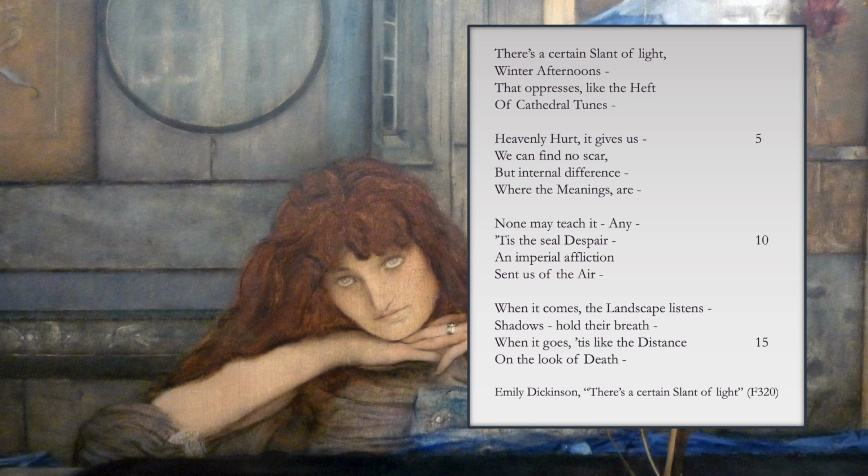There's a certain slant of light, winter afternoons, that oppresses like the heft of cathedral tunes. Heavenly hurt it gives us, we can find no scar, but internal difference where the meanings are. None may teach it any, 'tis the sealed despair, an imperial affliction sent us of the air. When it comes, the landscape listens, shadows hold their breath. When it goes, 'tis like the distance on the look of death.